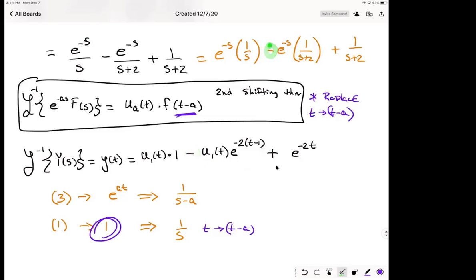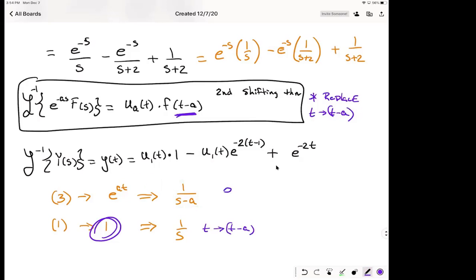And then I have this 1. So minus 1 times s. So a is equal to 1. So that's why I put that there. A is equal to 1. And then I have s minus a corresponds to e to the at.